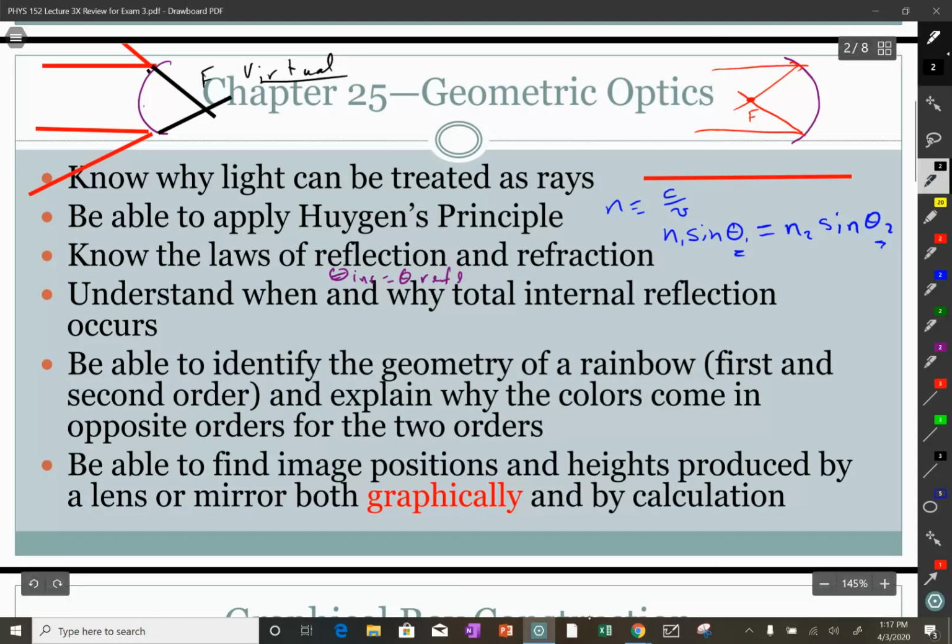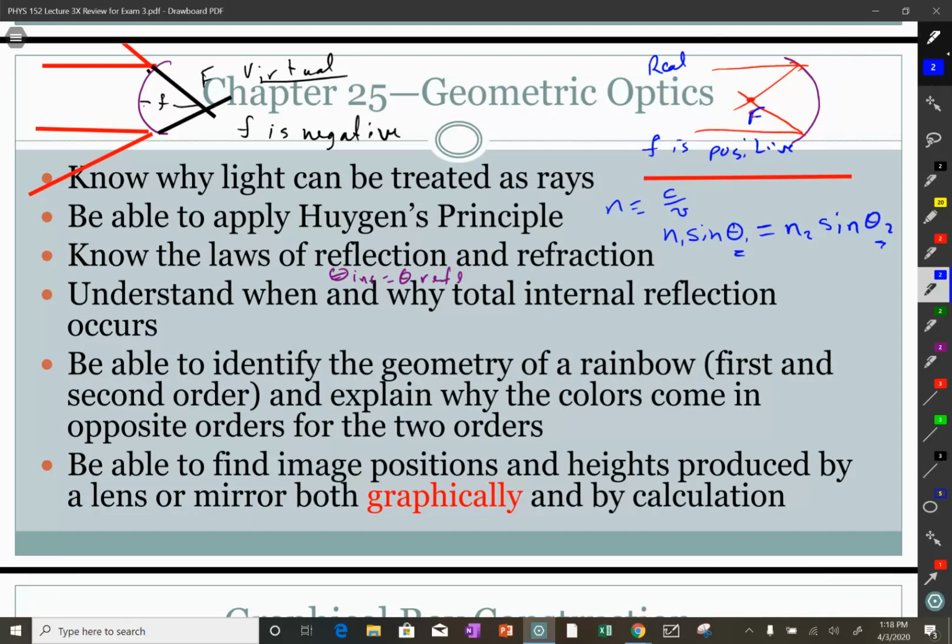And using our sign conventions, this is the focal distance. F is negative for the virtual focal point, whereas over here, this was a real focal point, and F is positive. So positive with focal length as well as image distances occurs if you have the rays actually meeting there. Negative is when it's virtual, when the rays don't meet there, but the projections of the rays meet there.